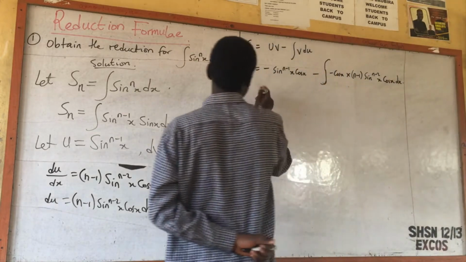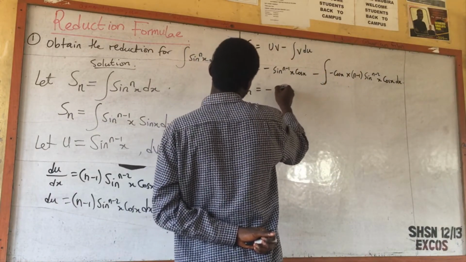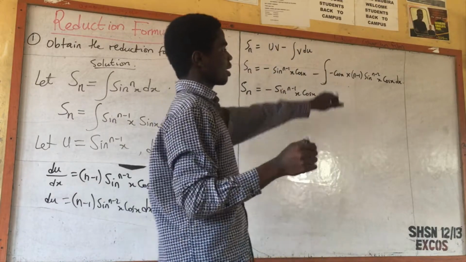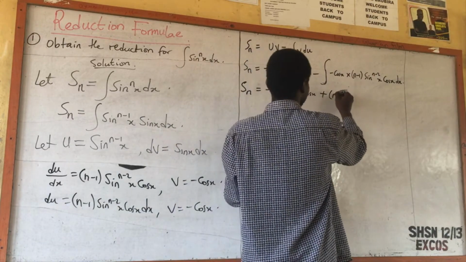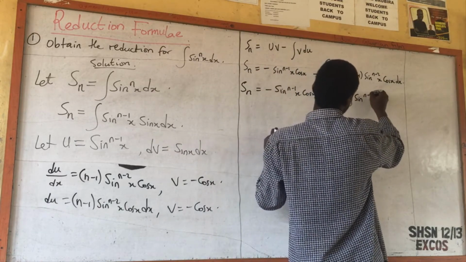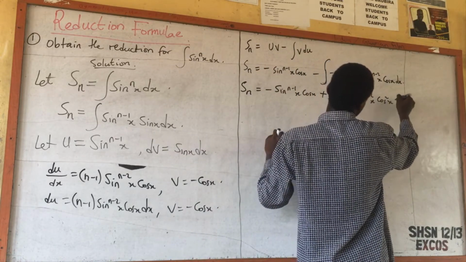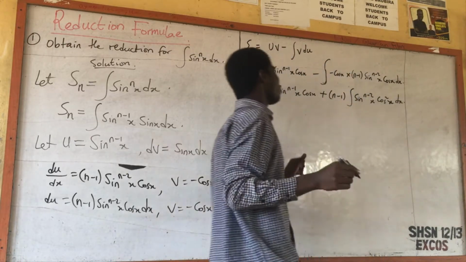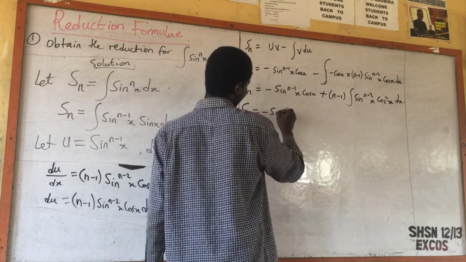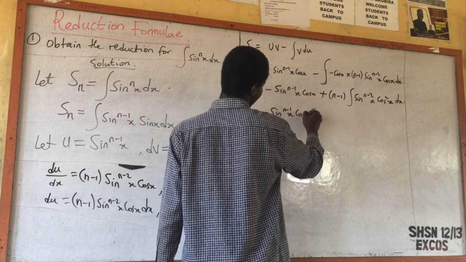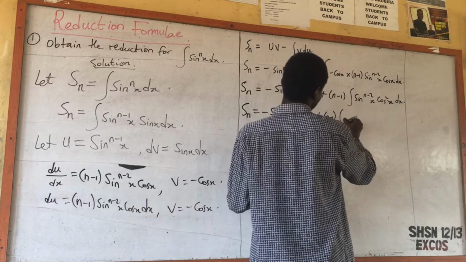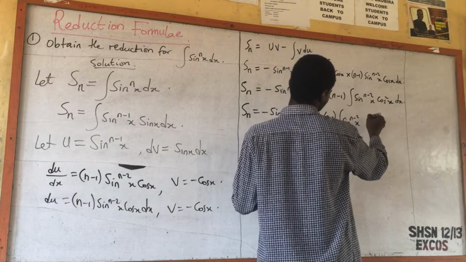So Sn will be equal to minus sine^(n-1) x cos x. Minus times minus gives a plus, and n minus 1 is a coefficient, a constant, so we have the integral of sine^(n-2) x cos squared x dx. So what do I have next? I have Sn equal to minus sine^(n-1) x cos x plus (n minus 1) times the integral of sine^(n-2) x.